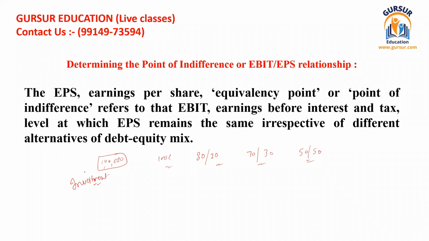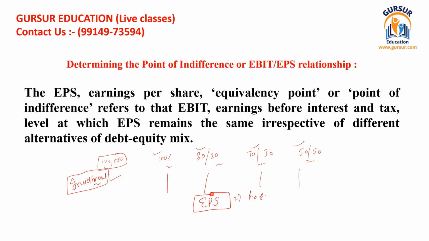The level of investment, irrespective of different ratios of debt and equity. Just try to understand what I'm telling you. The level of investment irrespective of the mixture of debt and equity, if all these produce the same level of earning per share, this is known as a point of indifference in the vocabulary of financial management.